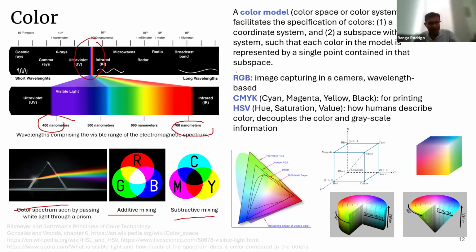RGB, image capturing in cameras, wavelength based. CMYK, cyan, magenta, yellow, black for printing. HSV, hue saturation value, how humans describe color. Decouples the color and the grayscale information. So I will describe only one of them.